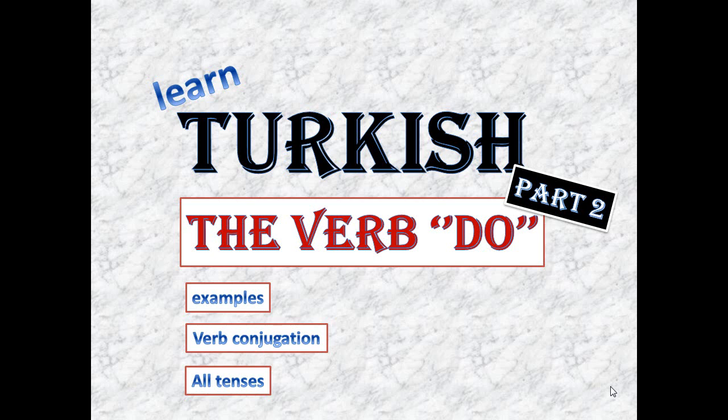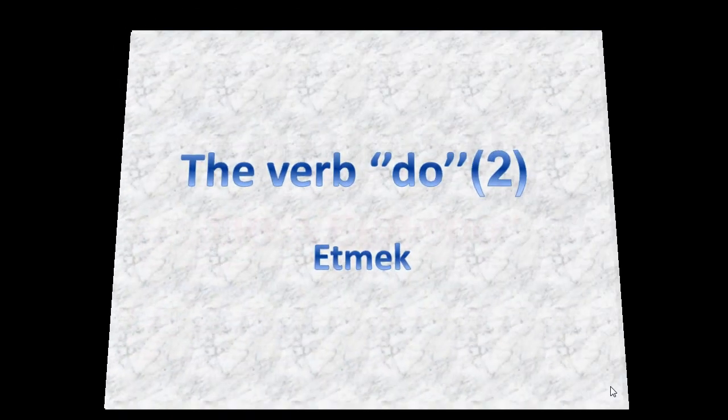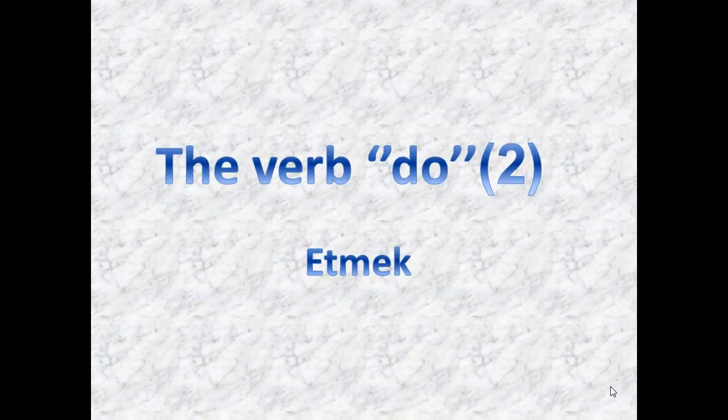Hello everyone, here we have another video of learning the Turkish language, and we have the verb "do", but this is part two. This is another verb which means "do". And we are going to have examples on verb conjugations in all tenses. So let's go through it. The verb that we are going to talk about is etmek.